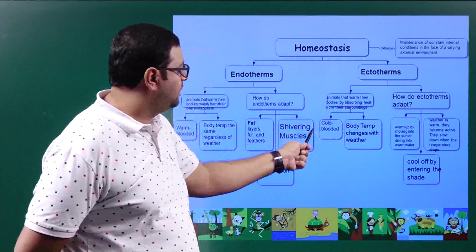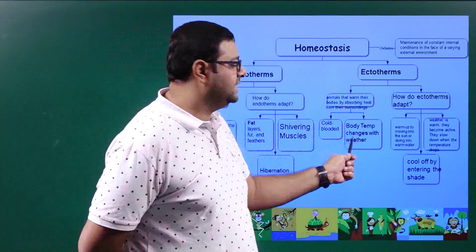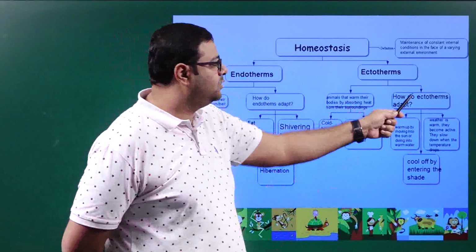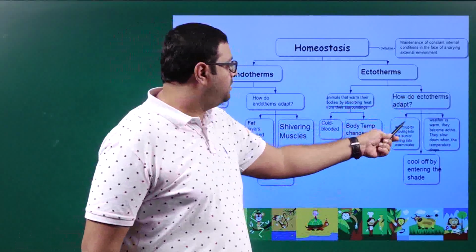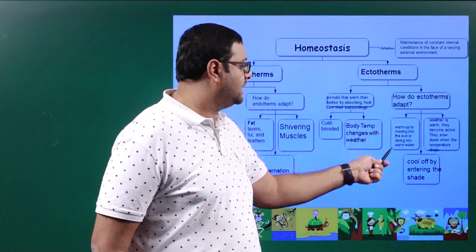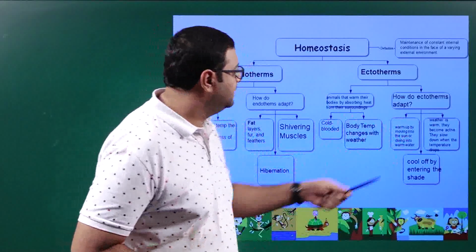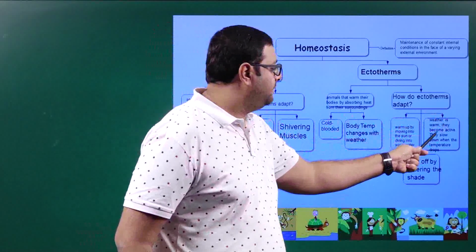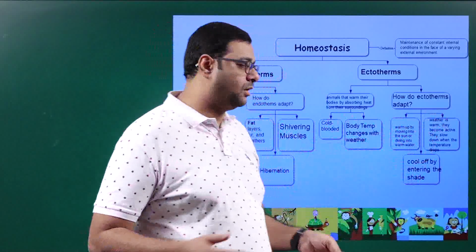From the surroundings. Then they are cold-blooded and body temperature changes with weather. Then how do ectotherms adapt? Warm up by moving into the sun or diving into warm water. When the weather is warm, they become active, and they slow down when the temperature drops.